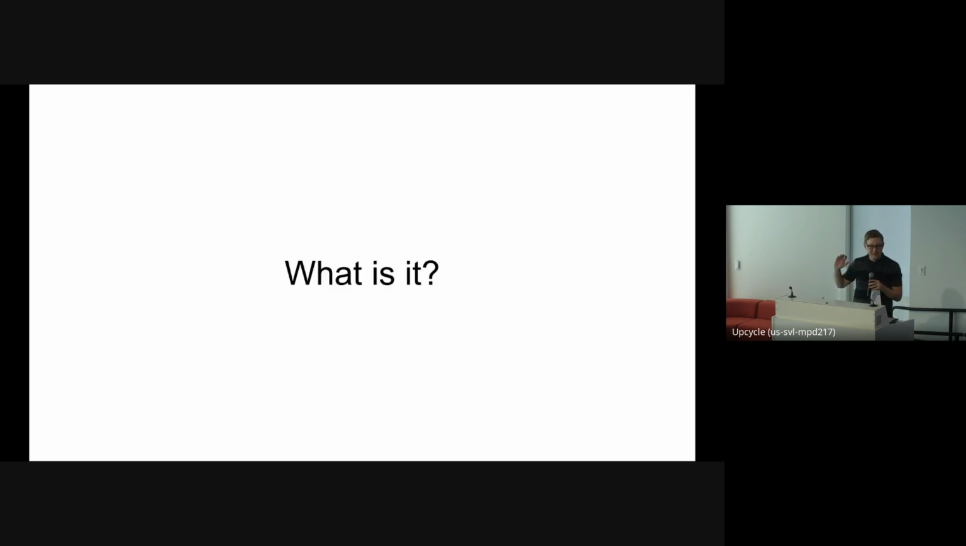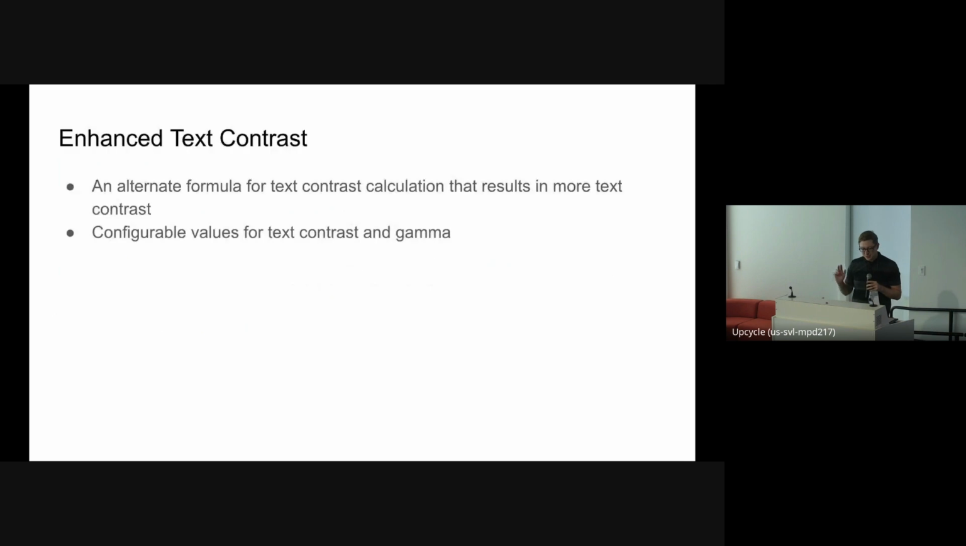So you might be wondering, what is it? Well, it's two very specific things, and it's actually very simple. It's an alternate formula for calculating text contrast that results in more contrast, and it's configurable values for contrast and gamma. And if that doesn't make any sense, I'll go into depth on both of those and explain why we might want to do something like this.